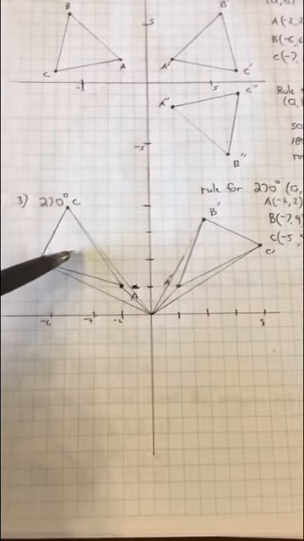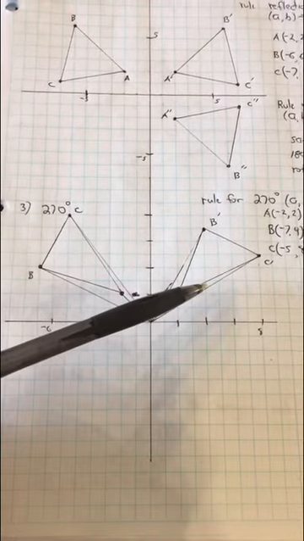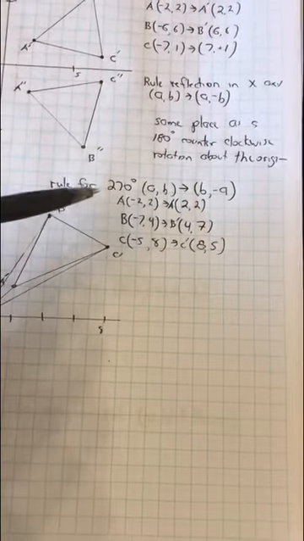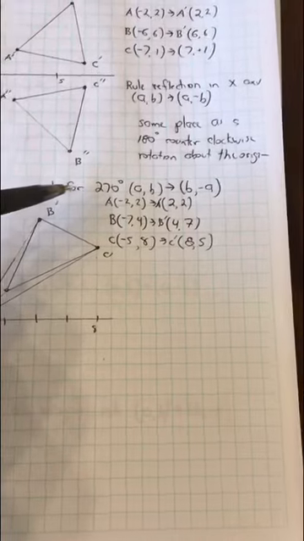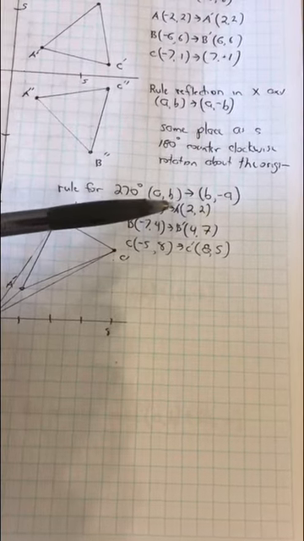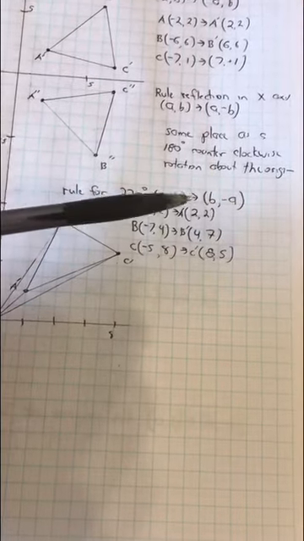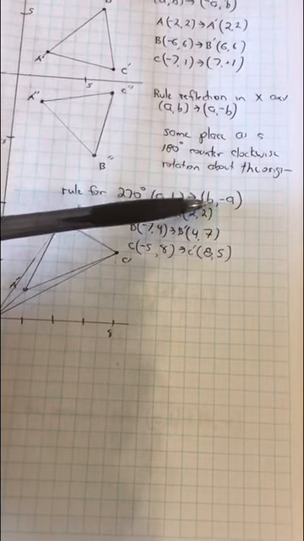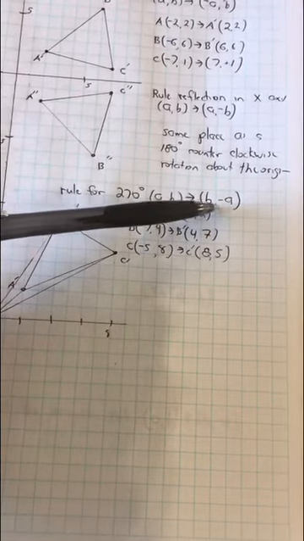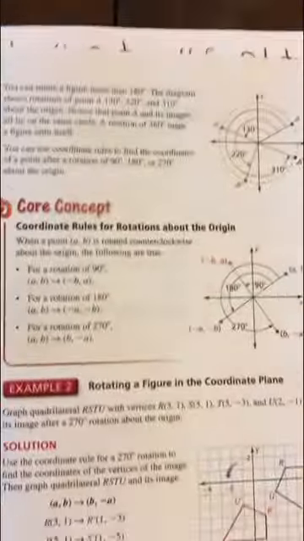And then finally, a 270 degree counterclockwise rotation about the origin. Again, I started over here in quadrant number 2, and 270 degrees put me in quadrant number 1. Now, here's the rule. For a 270 degree counterclockwise rotation about the origin, for every x and y, in this case a and b, you get b and negative a. So the y position goes to the x slot, and the x position goes to the y slot, and its sign changes.